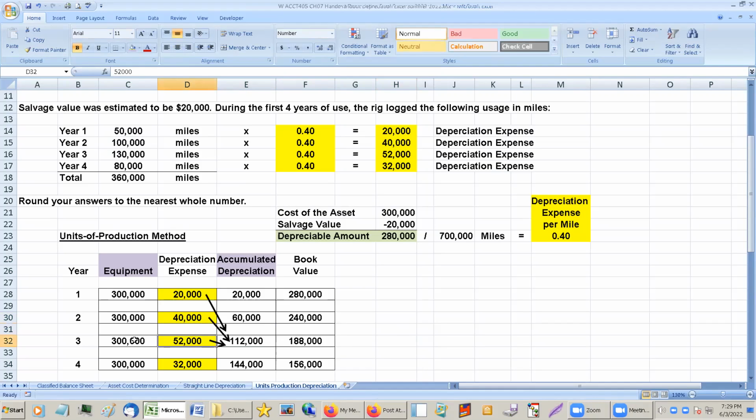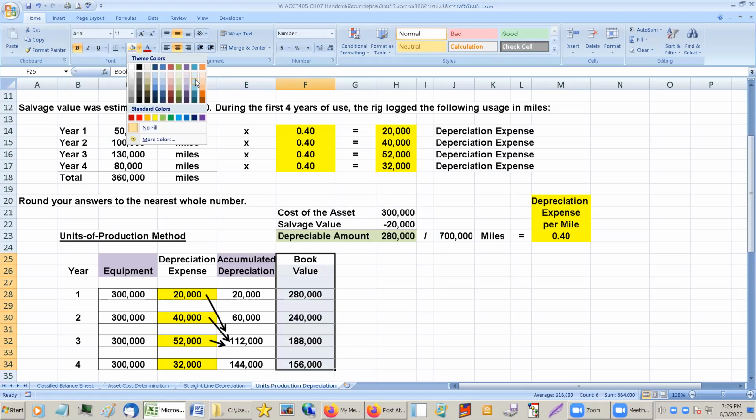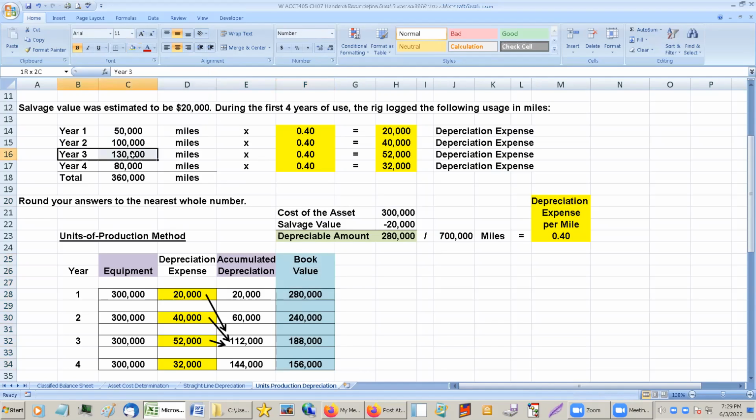And again, for these years that we use the truck more, we would expect a lot higher income. You'd expect that, say, in year 3, we would have a lot more revenue from this truck than in year 1. So it makes sense that we would expense more that year. And we did. We expensed 52,000 in year 3, but only 20,000 was expensed in year 1.